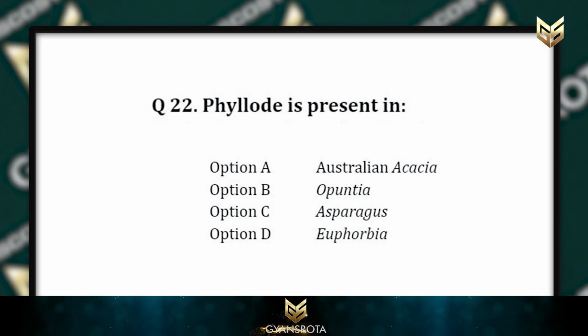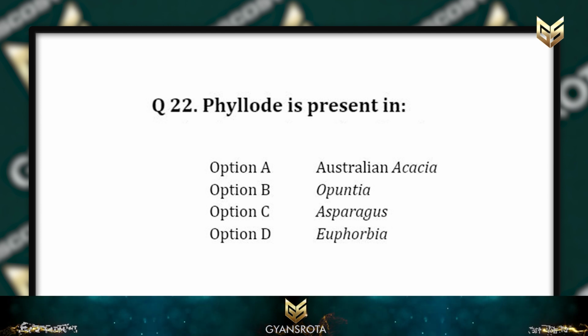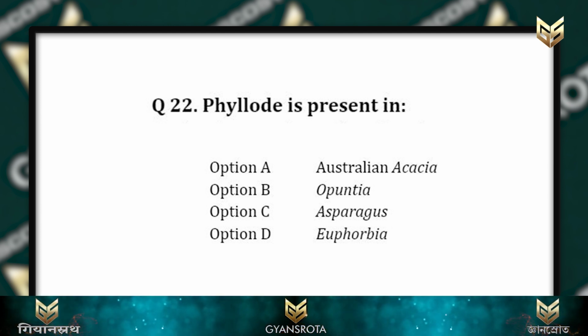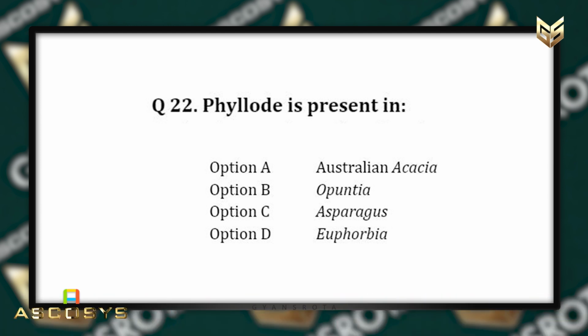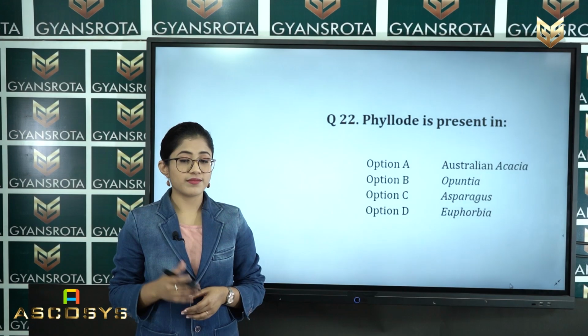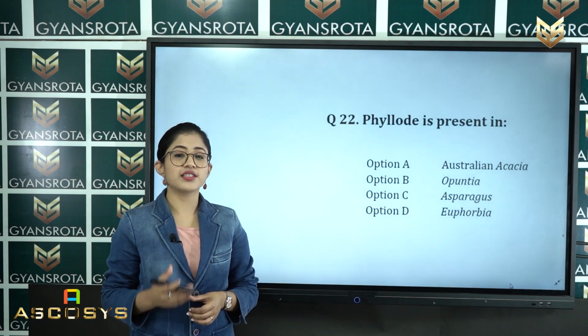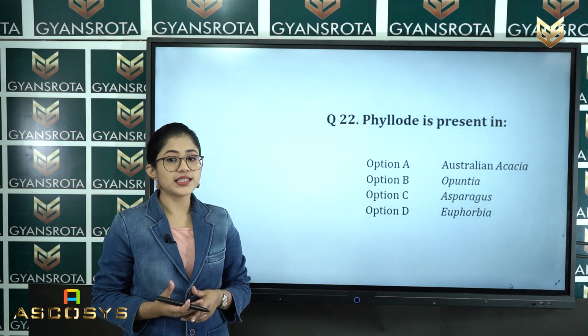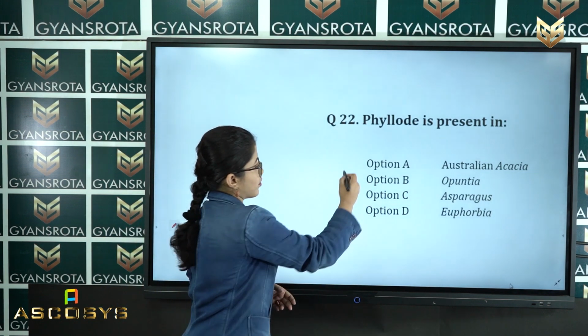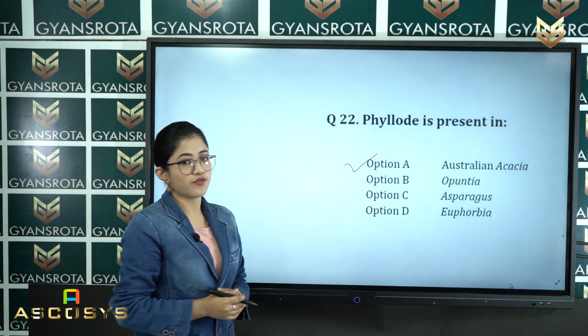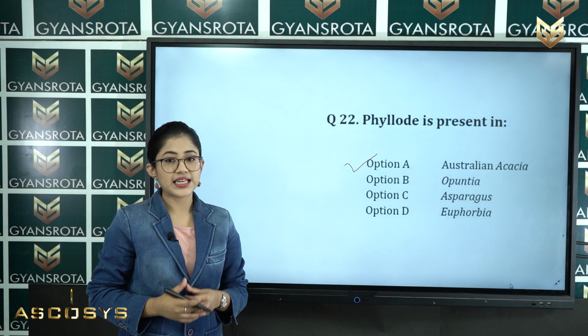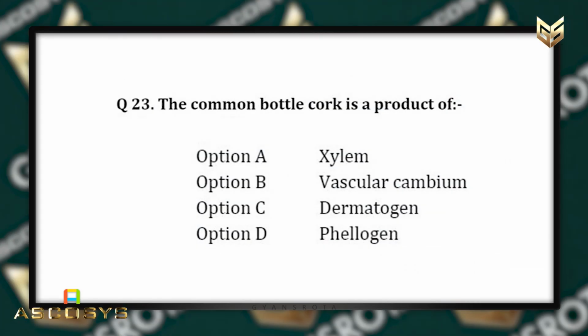In this question number 22, it is written phyllode is present in option number A, Australian acacia, option number B, opuntia, option number C, asparagus, and option number D, euphorbia. This is a very easy question. So, where is the phyllode present? The phyllode is present in option number A, that is Australian acacia. So, option number A is the correct answer for question number 22. Now, let us see the next question, that is question number 23.